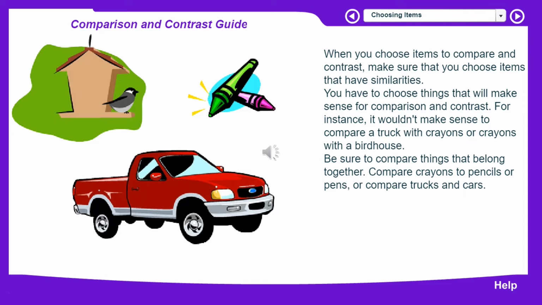When you're choosing your topic, you're going to want to make sure that your items can be compared and contrasted. For example, it wouldn't make sense to compare a truck with crayons or crayons with a birdhouse. They just don't have anything in common. So be sure to compare things that belong together for your topic.